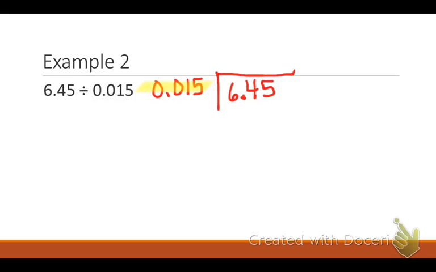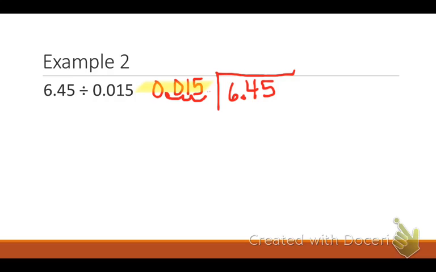a whole number. It is not right now. It has a decimal. So I need to move my decimal as many hops as I need to get to the door. So it's 1, 2, 3. Now I can just use 15.